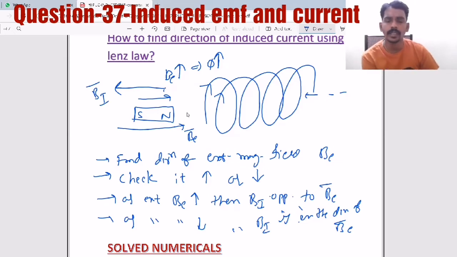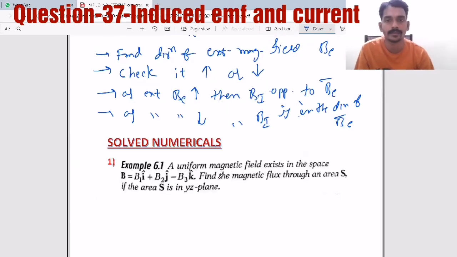So in any case you have to find the external field direction and check whether it is increasing or decreasing. Then you decide the induced field direction accordingly, either in the same direction or the opposite direction. Then using that, you can find the current induced in the coil by using the right hand thumb rule. That is Lenz's law, that is the method to find the induced current direction.